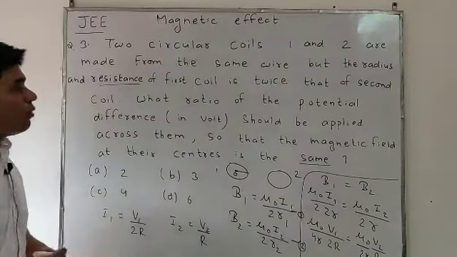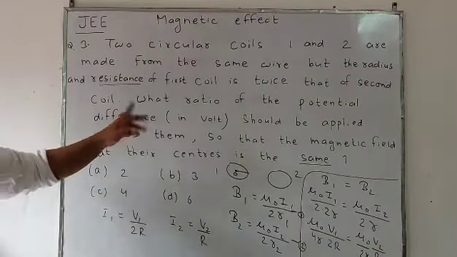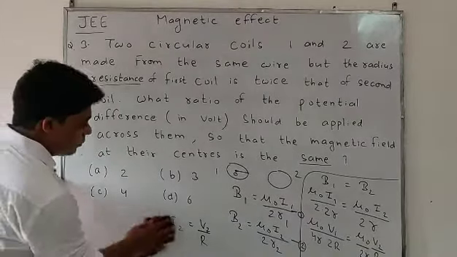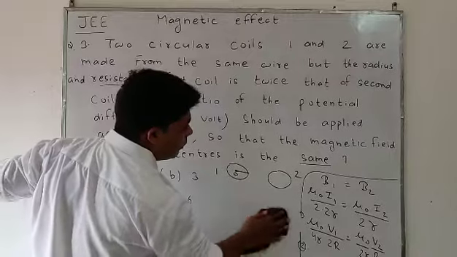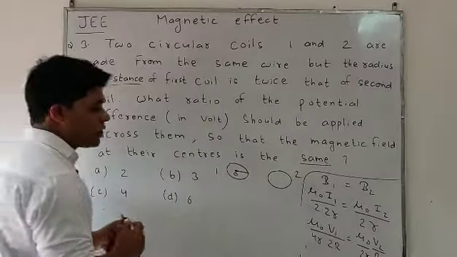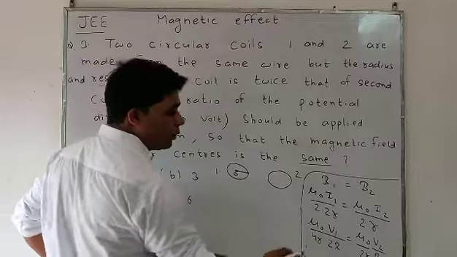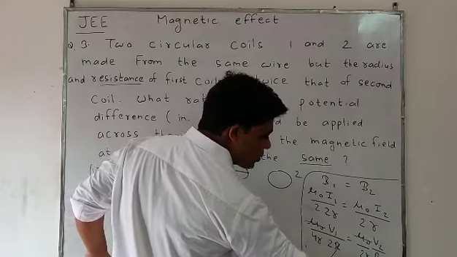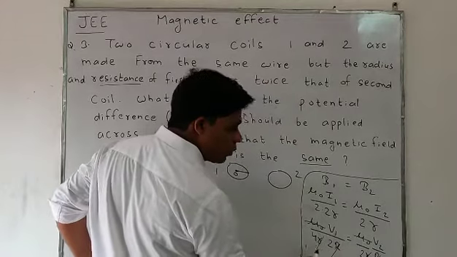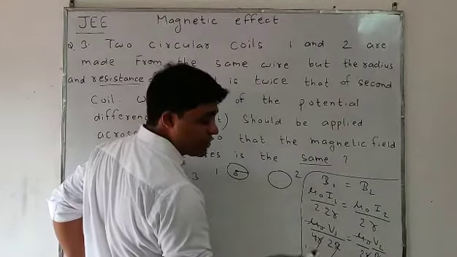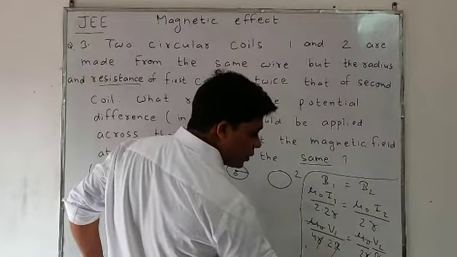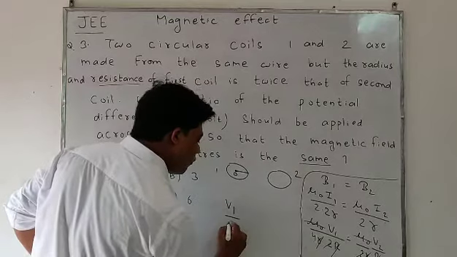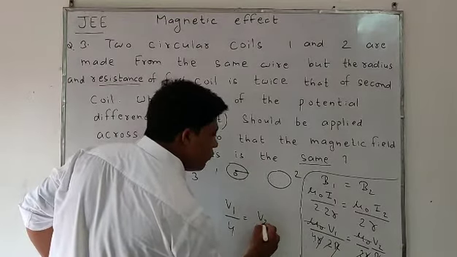Okay students, now we define the potential difference in volts. Now I'm going to remove this portion. We define the ratio of V1 and V2. Look, mu naught and mu naught cancel out, then R, resistance to resistance, cancels out, radius to radius cancels out. Capital R is resistance and small r is radius. And the 2 cancels out. This is V1 by 4 and that is V2 by 1.